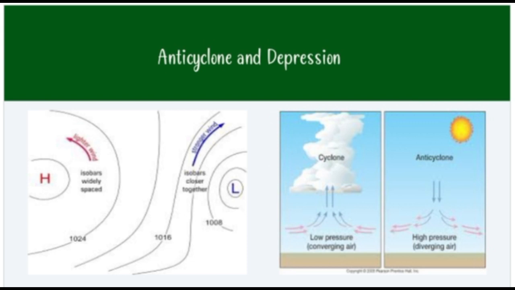An anticyclone is a weather system characterized by the movement of air spiraling outward from a high pressure center. Anticyclones generally bring fair weather and clear skies. Depressions, on the other hand, are weather systems associated with low pressure, where air converges and rises. Depressions often bring unsettled weather, cloudiness, and precipitation.